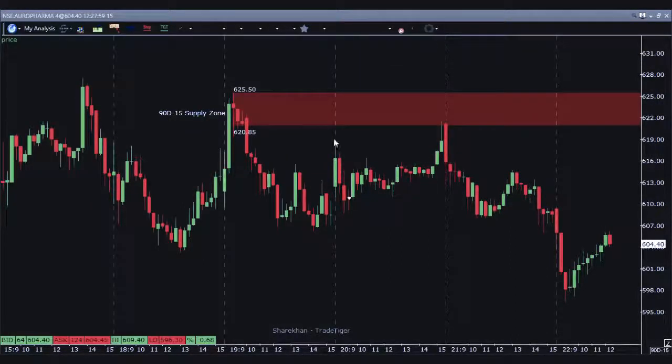Yeah, here it is. This level that I marked here is a level of supply. Why is it an area of supply? Because we see here a period of equilibrium or a period of consolidation followed by a sharp decline in price. So this area is an area of supply.